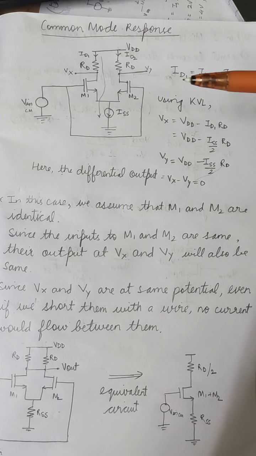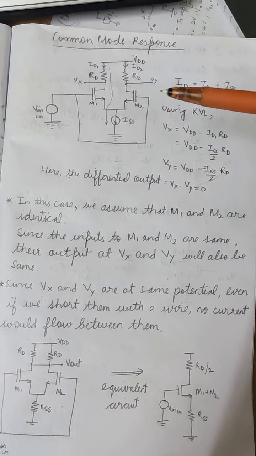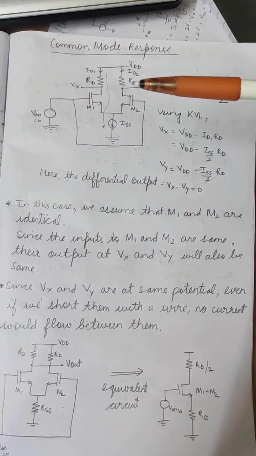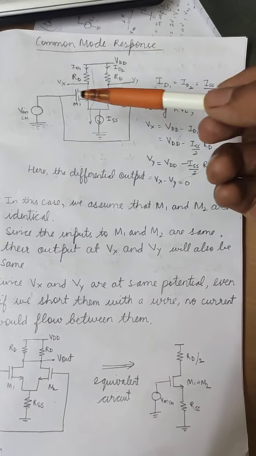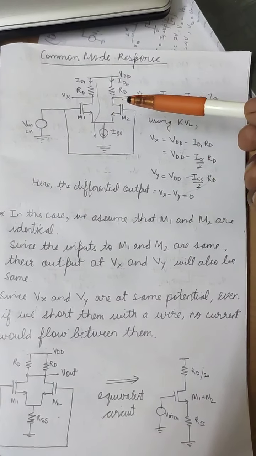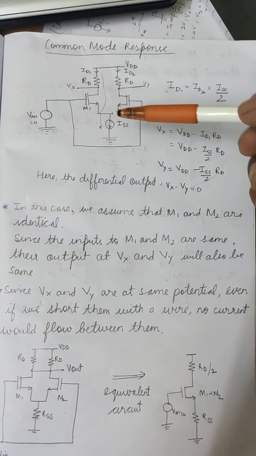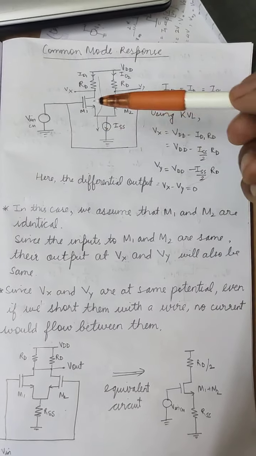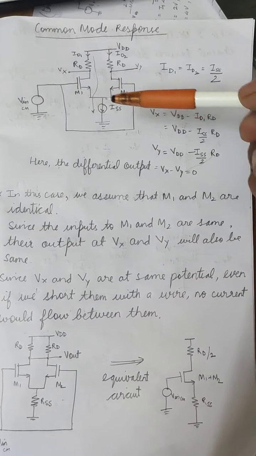So in this video I will be explaining the common mode response of a differential amplifier. For obtaining the common mode, we give a common signal to both the MOSFETs, right? As you can see, we have given the same input signal to both the MOSFETs M1 and M2. That's why it's known as the common mode response.